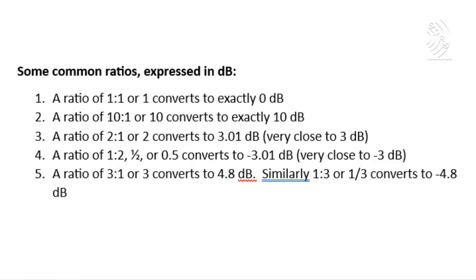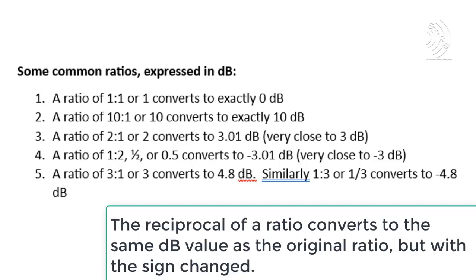Another ratio of interest is 2 to 1, or 2, and that converts to 3.01 dB, which is very close to 3 dB. A ratio of 1 to 2, or 1/2, corresponds to negative 3.01 dB, or approximately negative 3 dB. The next one is a little more difficult to remember, but a ratio of 3 to 1 converts to 4.8 dB, and a ratio of 1 to 3 converts to negative 4.8 dB.